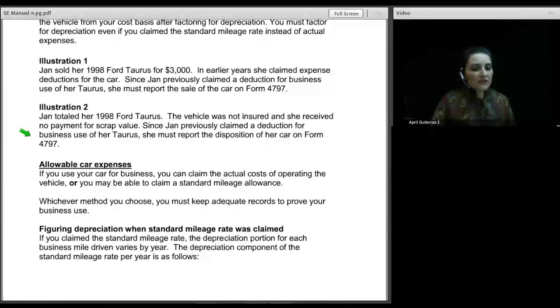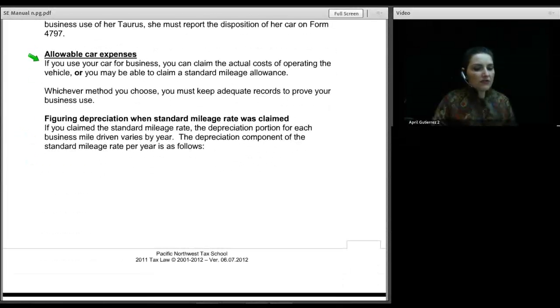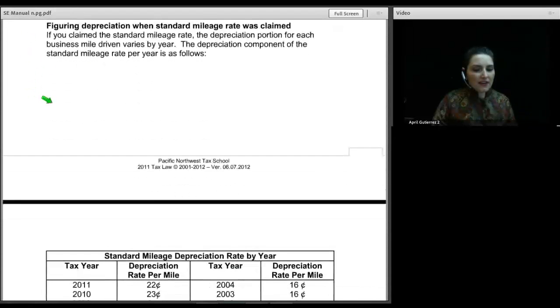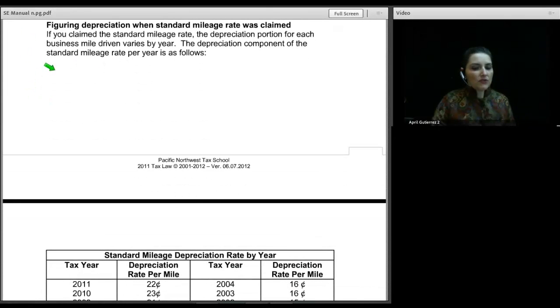So we actually have a classwork assignment today involving a character named Snow White, and she's going to sell a vehicle and how the sale of that vehicle is going to get treated on her tax return. Allowable car expenses. If you use your car for business, you can claim actual, but never both. And then finally, figuring depreciation when you are claiming the standard mileage rate.